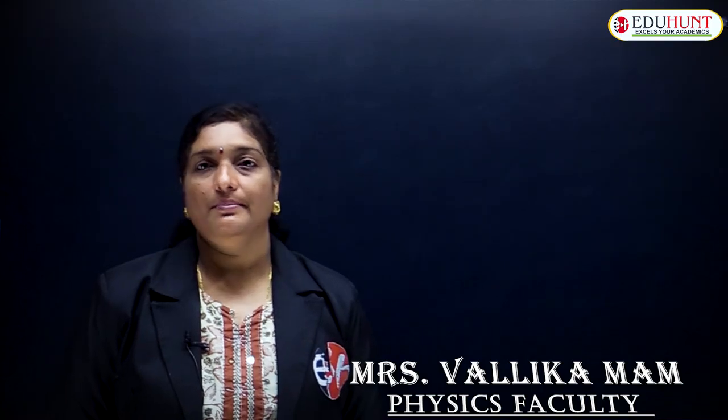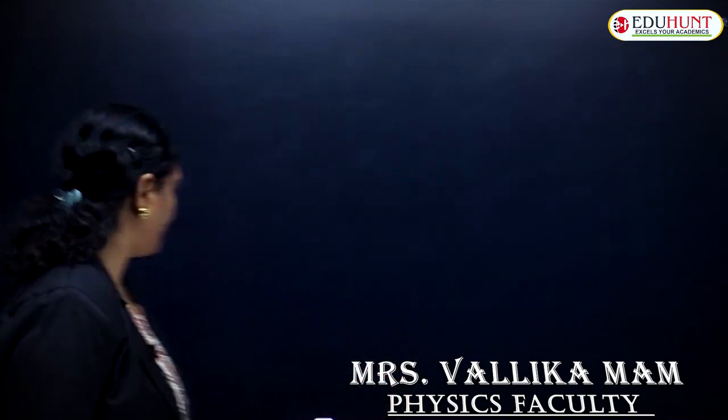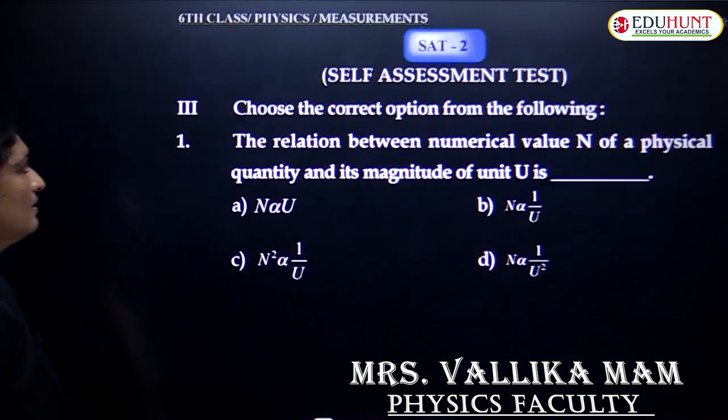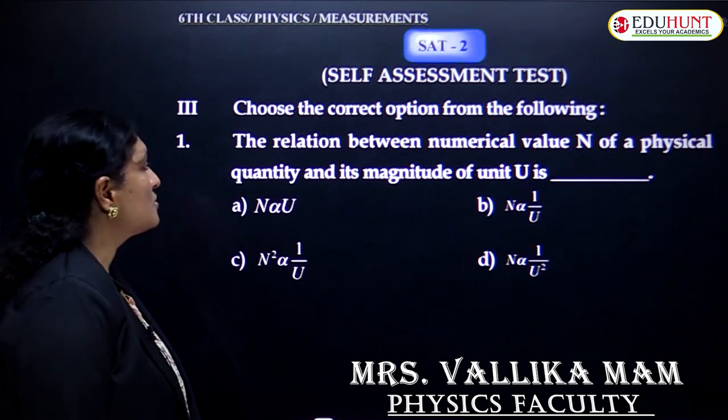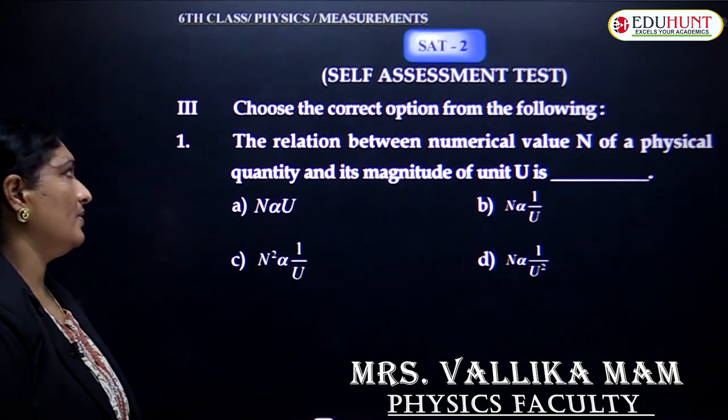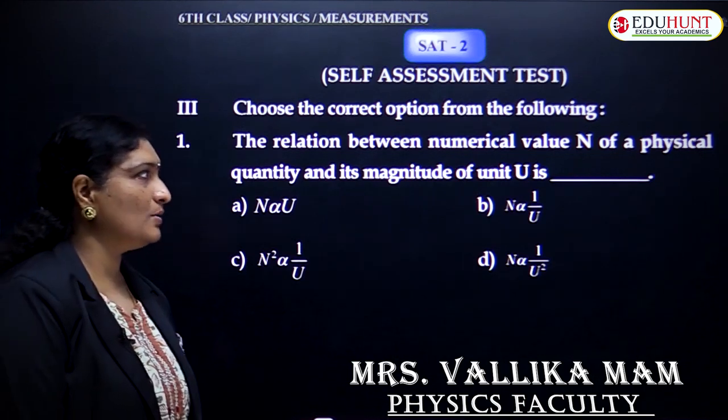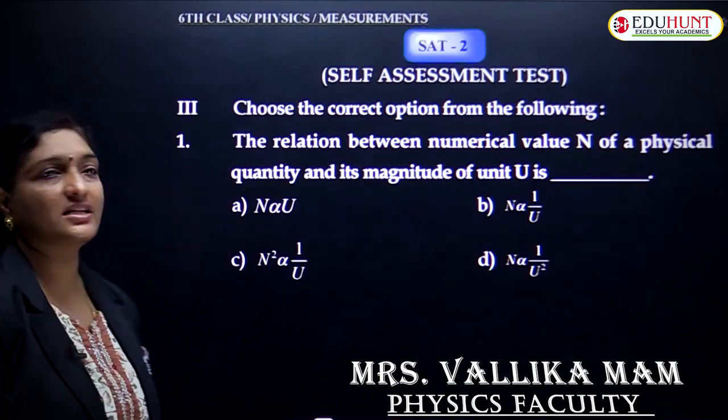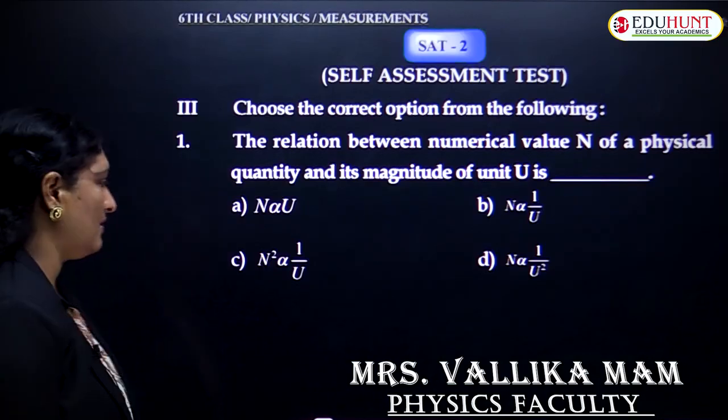So children, let us continue with SAT2 questions from measurements. Here we go with the first numerical. Choose the correct option from the following. The relation between numerical value n of a physical quantity and its magnitude of unit u is given by.